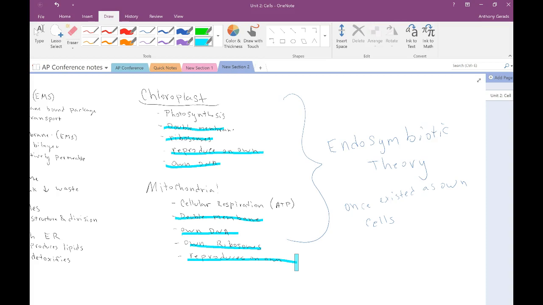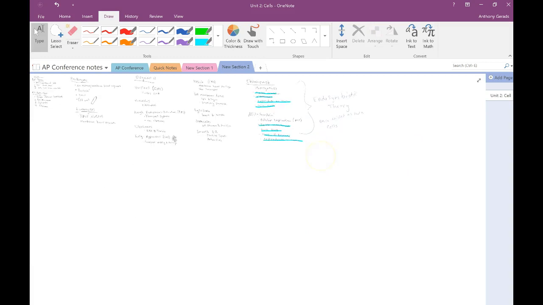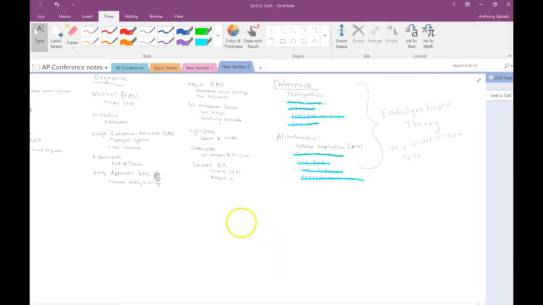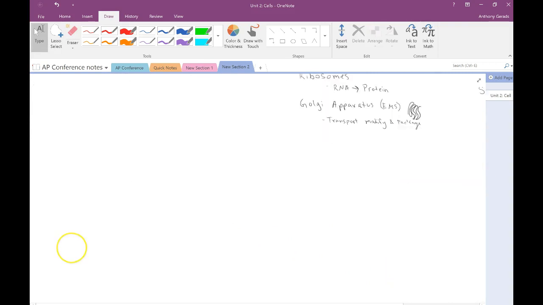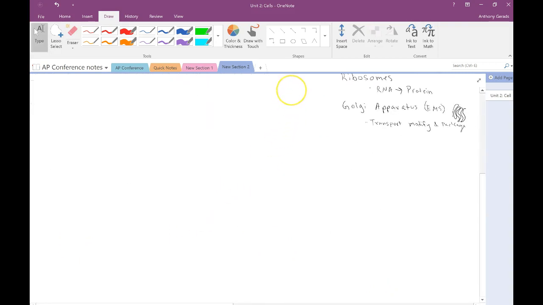We're going to go into origin of life and viruses now. That'll be a little bit quicker. Origin of life first. Let's go with origin of life first.